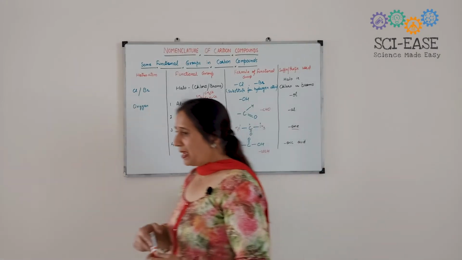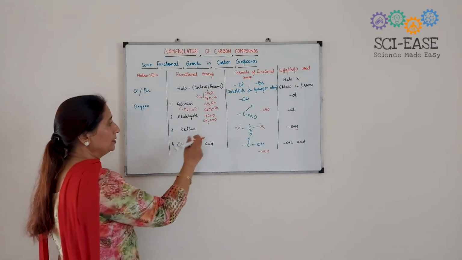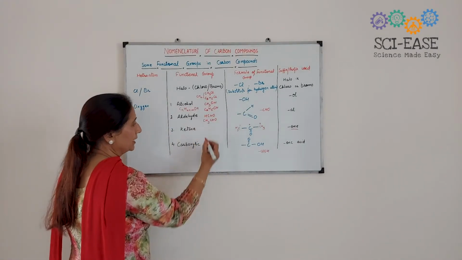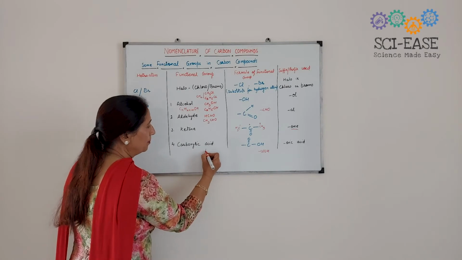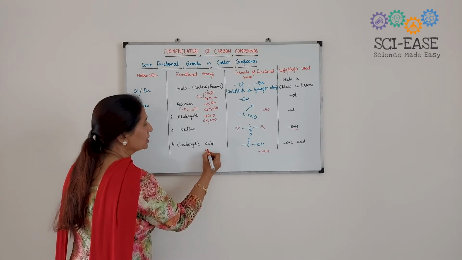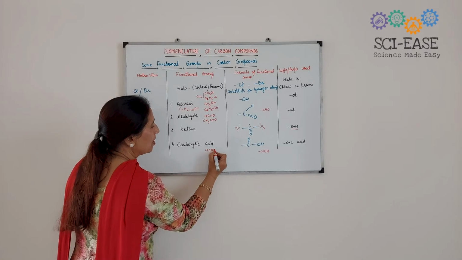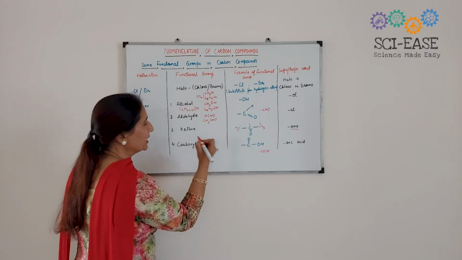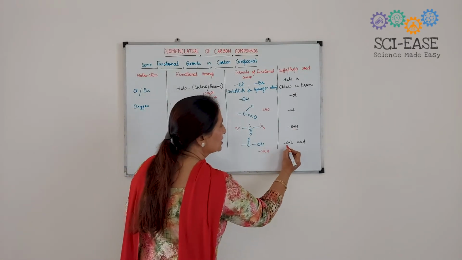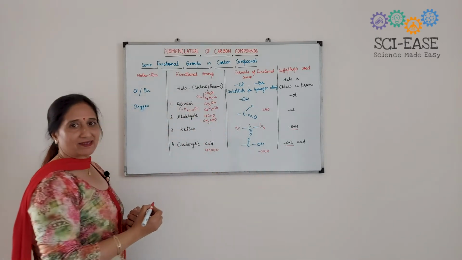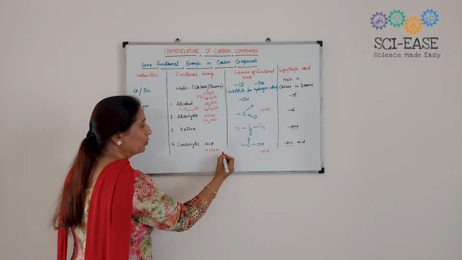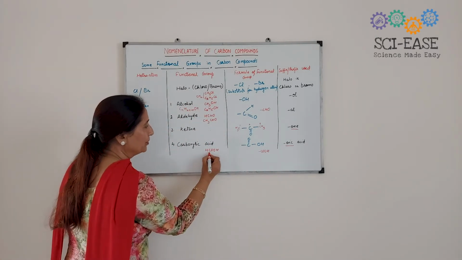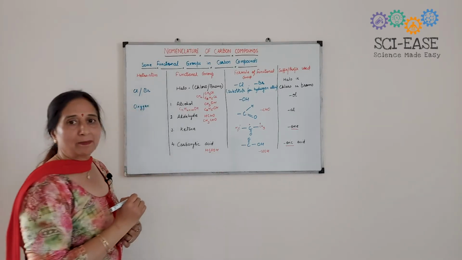So the first member of the carboxylic acid series, its common name I am going to tell you, is formic acid or methanoic acid. Here the suffix used is -oic acid. So it will be methanoic acid. I have counted this carbon.